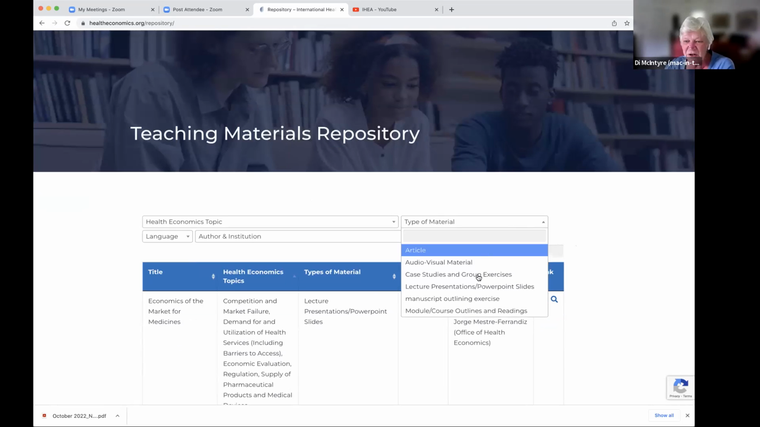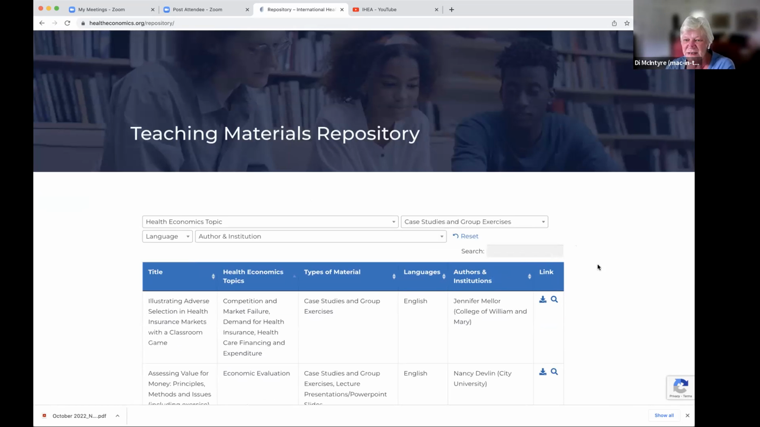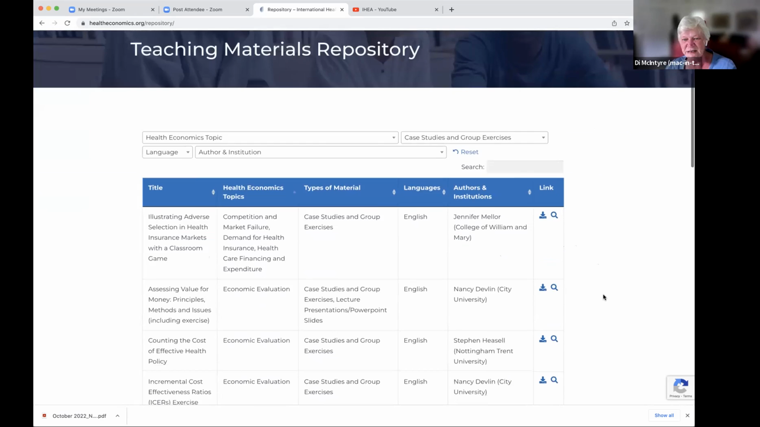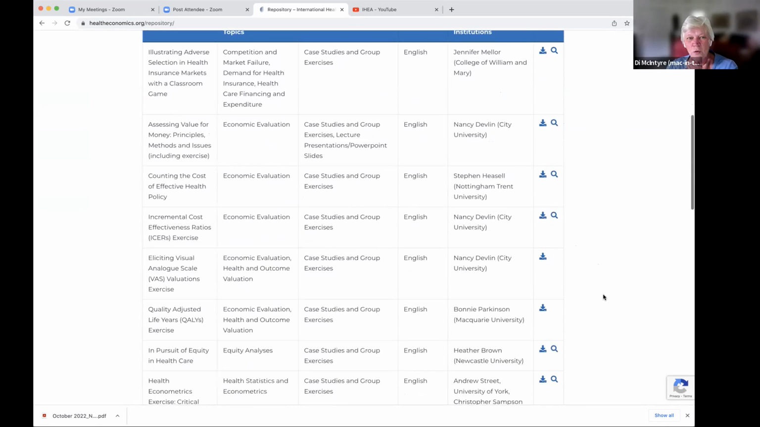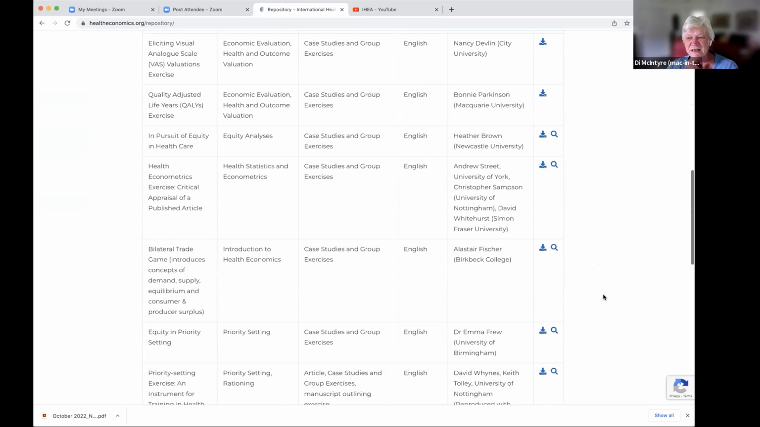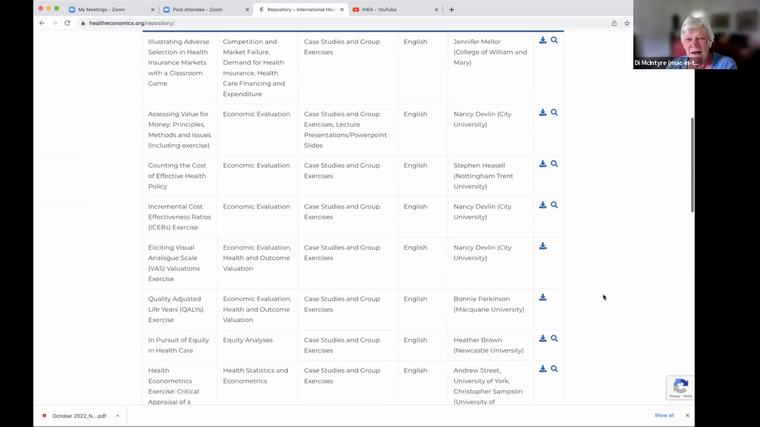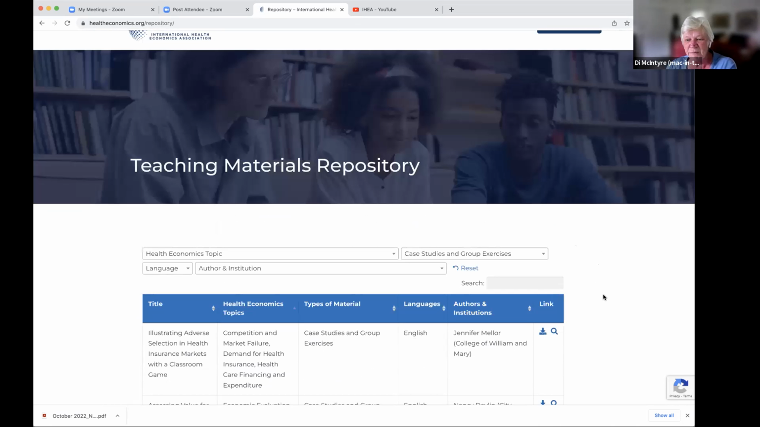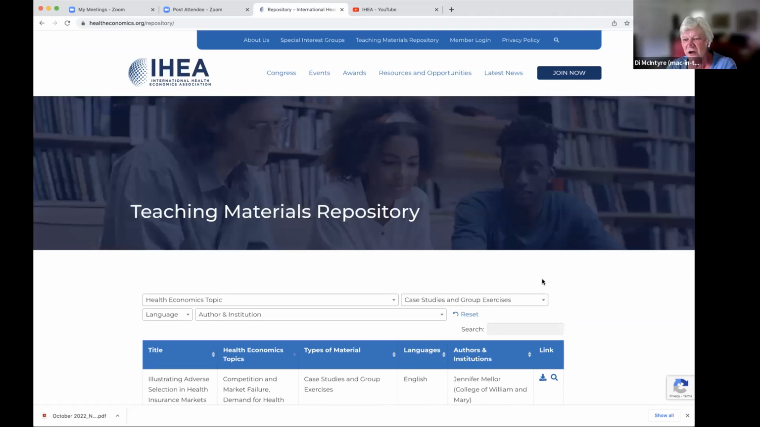But type of material, and here if you click on case studies and group exercises, there you'll find a whole list of all the case studies and group exercises that are in the repository at the moment. I really encourage you to go and have a look. You can just download them very easily there.